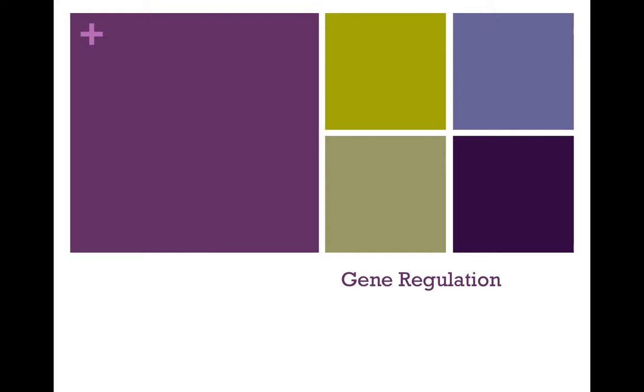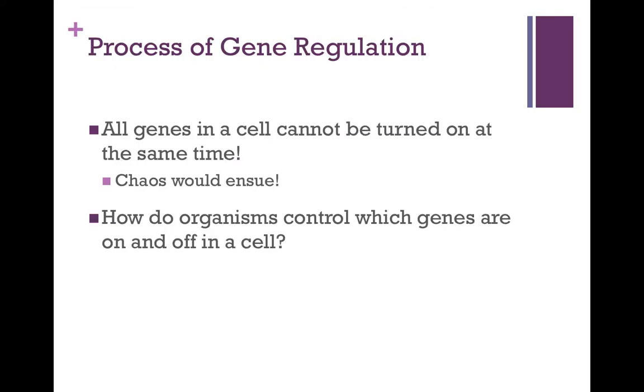In this lesson, you will learn how gene expression is regulated in prokaryotic cells. The process of gene regulation is important for cellular activity. All genes in a cell are not turned on at the same time. If you think about it, we have like 30,000 genes in the human genome. If they were all turned on at the same time in all of our cells, chaos would ensue.